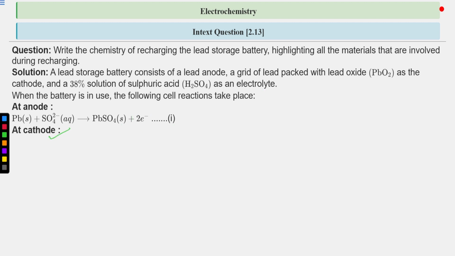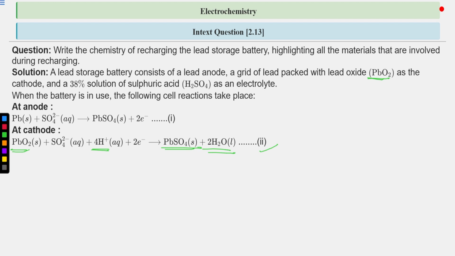Now at the cathode, the reduction process will happen. So lead oxide, which the cathode is made up of, again reacts with the sulfate ions from the electrolyte and also gains 4 protons and 2 electrons, converting to the lead sulfate, and we are also getting 2 molecules of water in this reaction. This is a reduction process happening at the cathode electrode, and let's say this is the second reaction. So the overall cell reaction is given by adding the first and the second reaction.